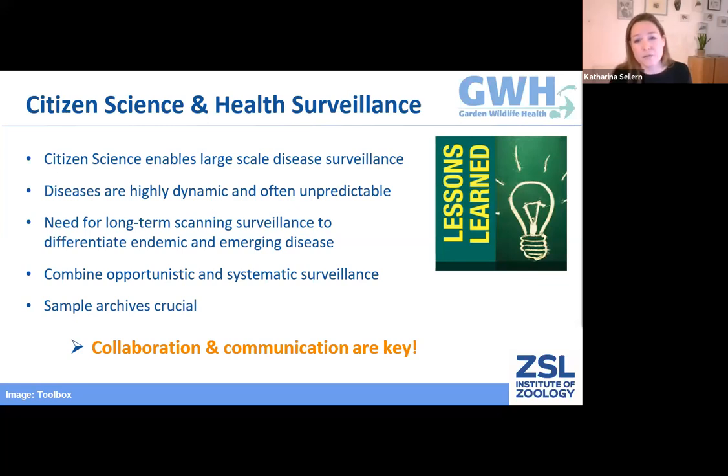And whilst we gain a lot of information from opportunistic, meaning ad hoc reports, in order to understand whether a condition might have a population level impact, we need to combine those with systematic data. Sample archives are crucial to facilitate the study of pathogens or diseases in order to be able to trace them in space and time. And finally, especially when working with the public, collaboration and communication are the key to success when working with citizen science.